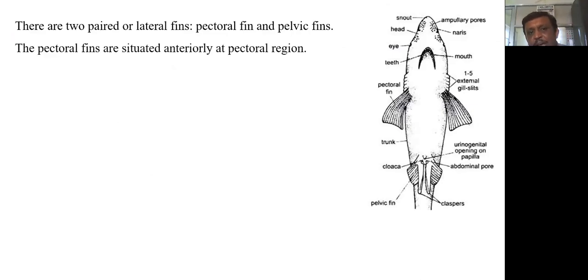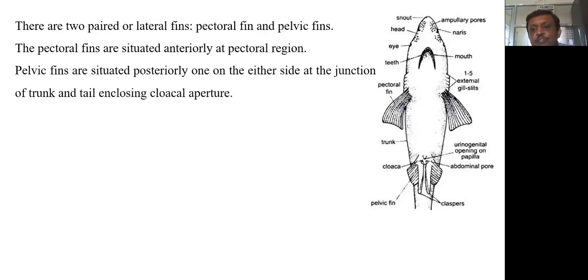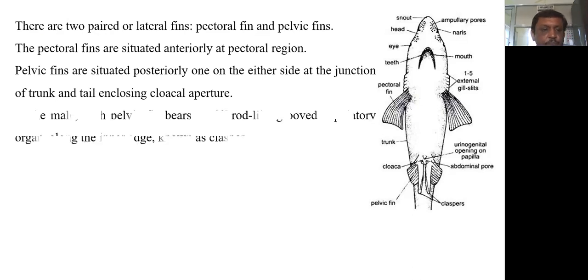The pectoral fins are situated anteriorly at the pectoral region. In the diagram also we have shown pectoral fins which are present on the pectoral region behind the gill slits. And the pelvic fins are situated posteriorly on either side of the junction of trunk and tail, and they enclose the cloacal aperture. So in the diagram we have shown the cloaca, and on either side of the cloaca there are pelvic fins.